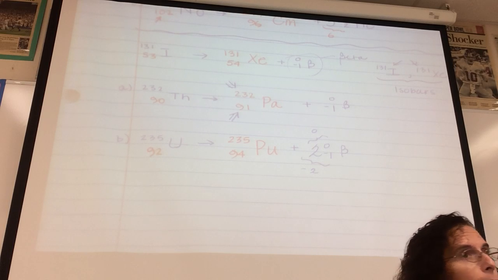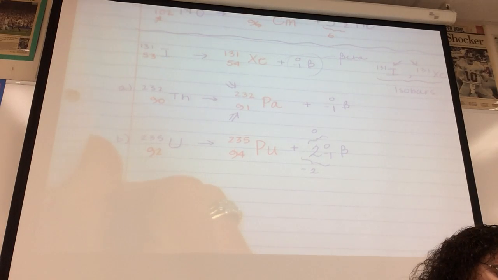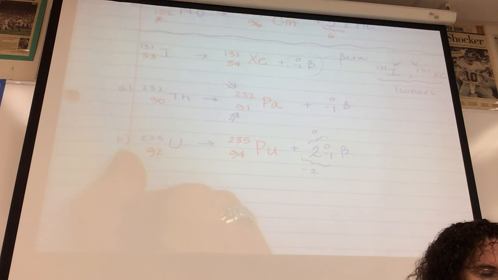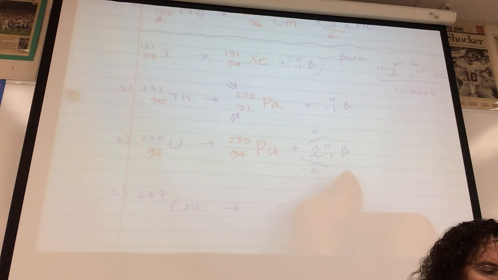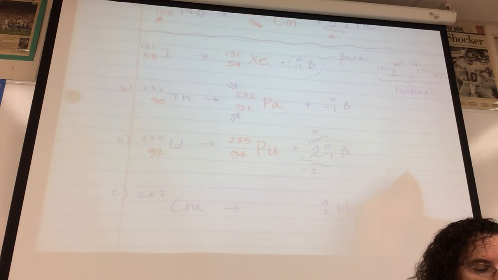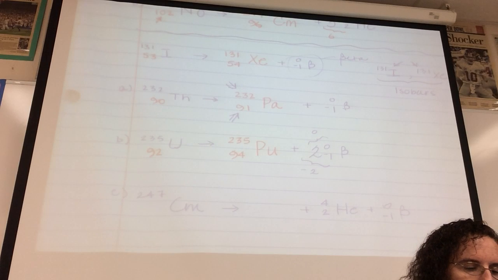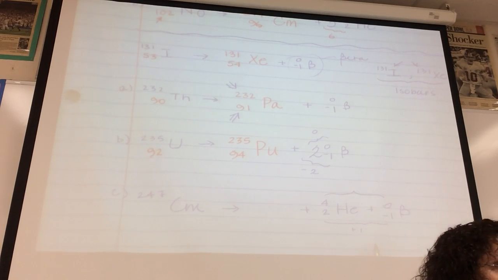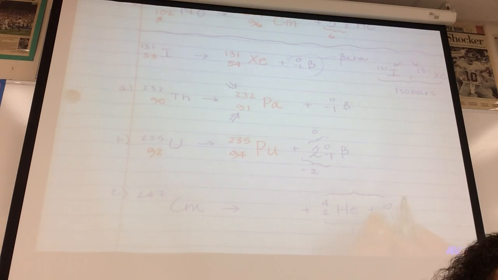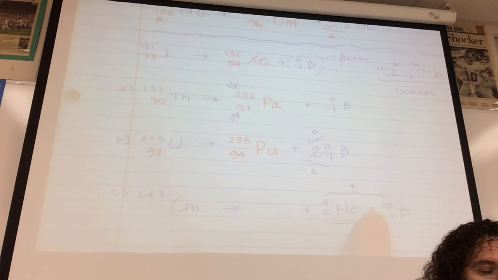You also can release alpha and beta particles. Let's take a look at this one. It says curium-247 releases an alpha and beta. And again, I would work those numbers together to make life easier. 2 plus -1 is? Positive, no, that's bad math. +1. 4 plus 0 is? 4. No, because there's a plus. You multiply when it's got a coefficient, but these didn't have a coefficient.